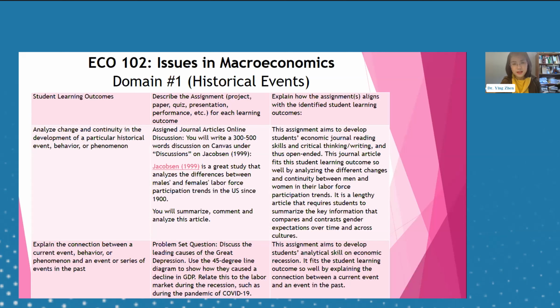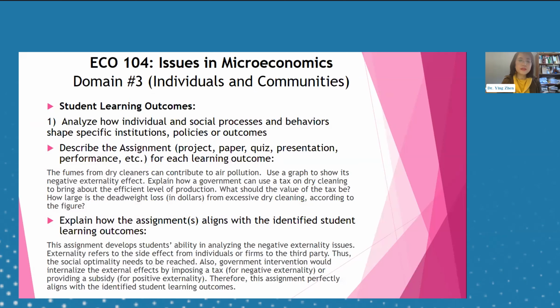And we are still during the pandemic, although it's getting to its end. So I'd like to use this assignment to develop their analytical skill on economic recession, and it fits the second student learning outcome very well. So they need to explain the connection between a current event, behavior or phenomenon, and an event or series of events in the past. Okay, and for the second course, the intro level microeconomics, also two major student learning outcomes.